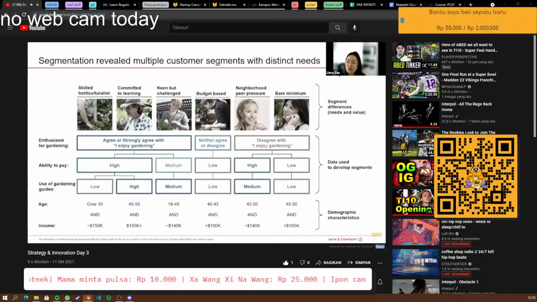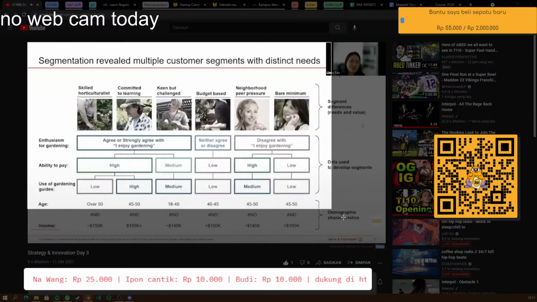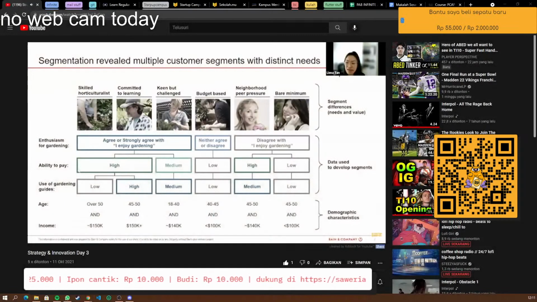And then for each of these, like you said, how interested are they? Right? What is actually, why do they want to do it? Do they really enjoy gardening, or they are, no, actually I don't really enjoy, I just want to, you know, ikut trend, ya, ikut trend. And also having a view of ability to pay, so how much are they willing to pay, and how much do they know, right? And a little bit of the demographics characteristics.